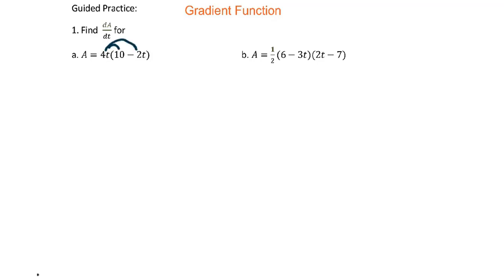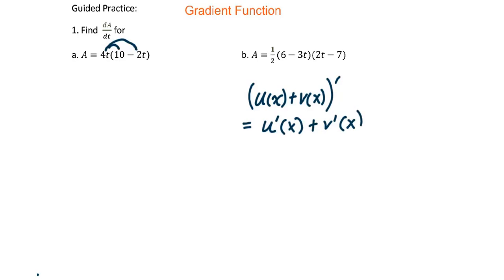We know the addition rule, that is u of x plus v of x. Then when we do the derivative, you will get u prime of x plus v prime of x. Therefore, when you have a parenthesis, you need to get rid of this parenthesis. For A, we do the distributive property.